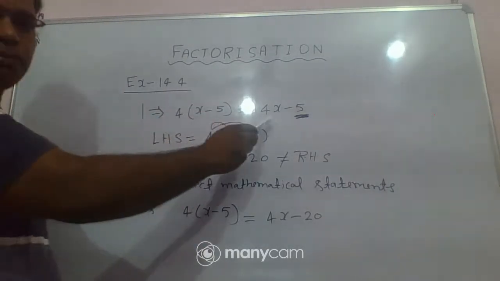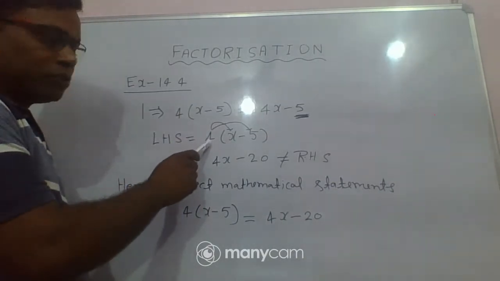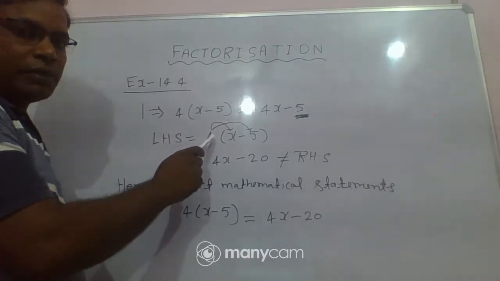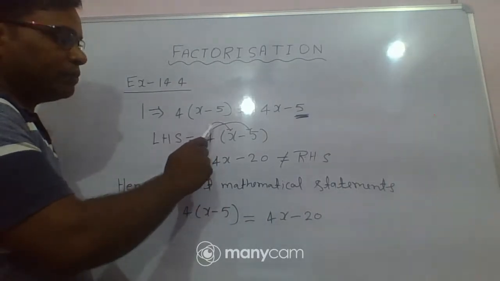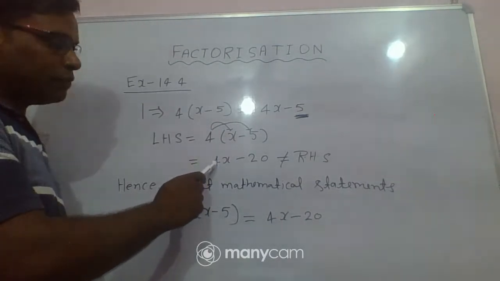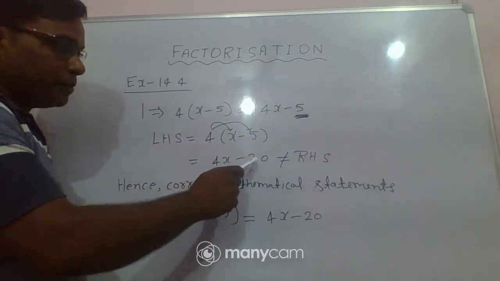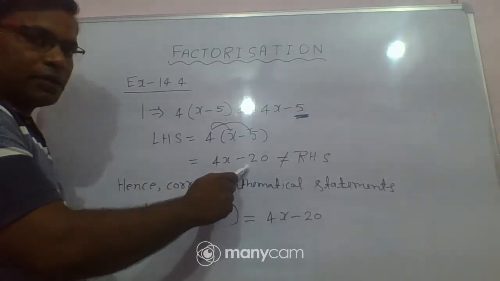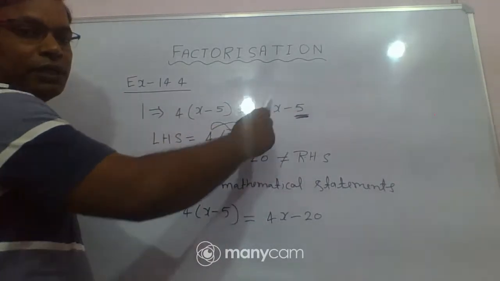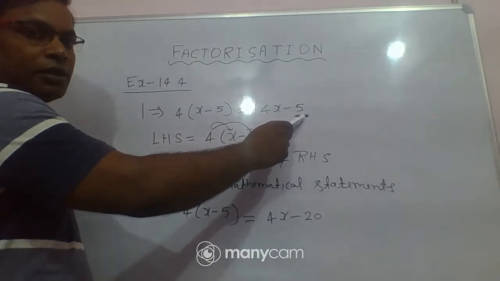This is the given question, the given statement: mathematical statement 4 into x minus 5 is equal to 4x minus 5. So first we take the left hand side, which is 4(x minus 5). In this left hand side we multiply 4 into x. After this we multiply 4 by 5. So in the next step we obtain 4x minus 20. This is the right hand side. After this we are unable to solve it. So you can see 4x minus 20, but the given statement is 4x minus 5.